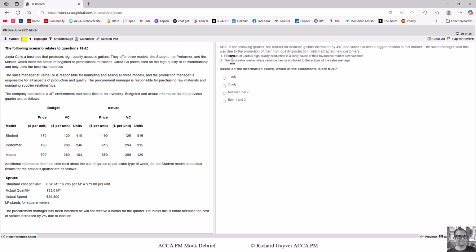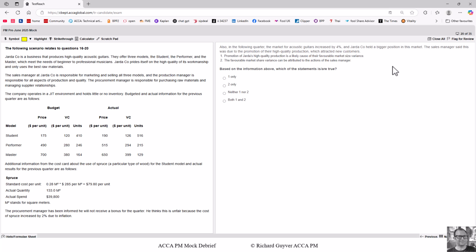And then this definitely looks like a narrative question, and it even tells us, based on the information above, which of the statements are true. This is an outlier, so I'm going to do this one first. In the following quarter, the market for acoustic guitars increased by 4%, and Jarda Co. held a bigger position in this market. The sales manager said this was due to the promotion of their high-quality production, which attracted new customers. Which is true? First one, promotion of Jarda's high-quality production is a likely cause of their favourable market size variance.